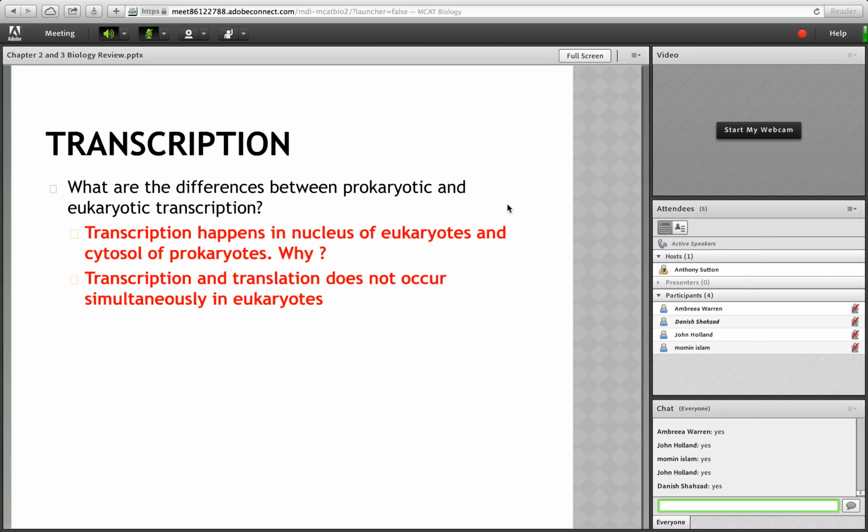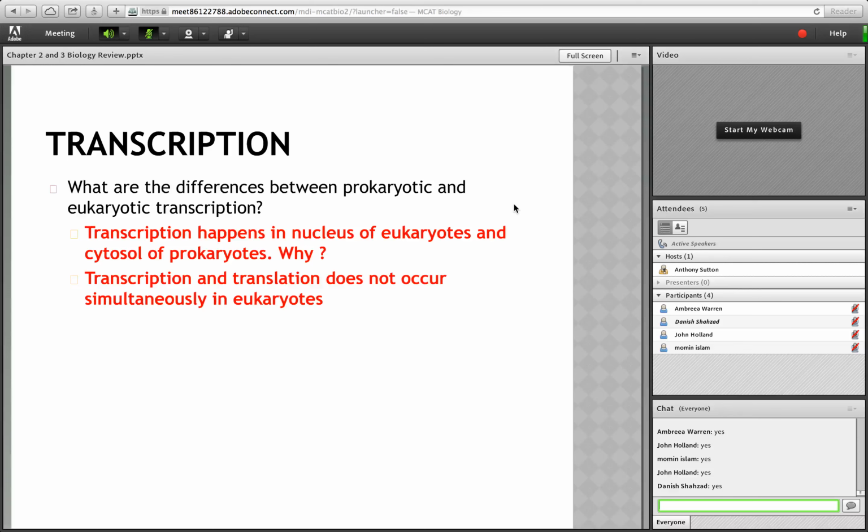Transcription and translation do not occur simultaneously in eukaryotes. That means this: in a eukaryote, transcription will occur in the nucleus, and translation will occur outside the nucleus, so they cannot occur at the same time. In prokaryotes, it happens in the cytoplasm, so these can basically happen simultaneously.